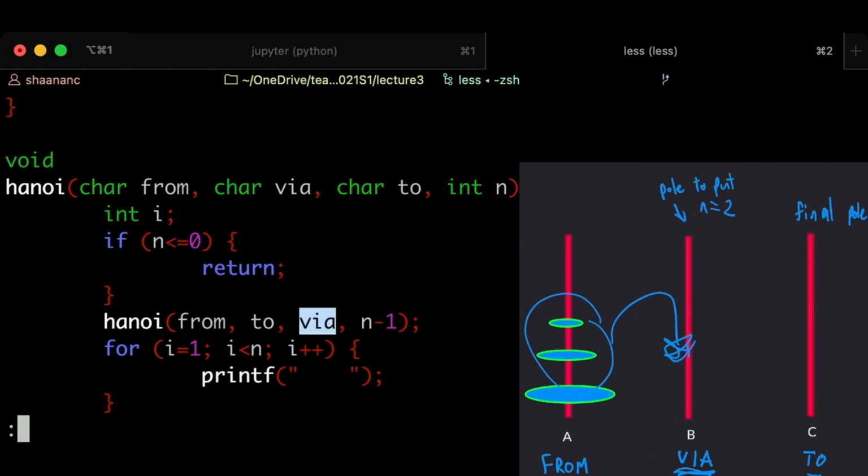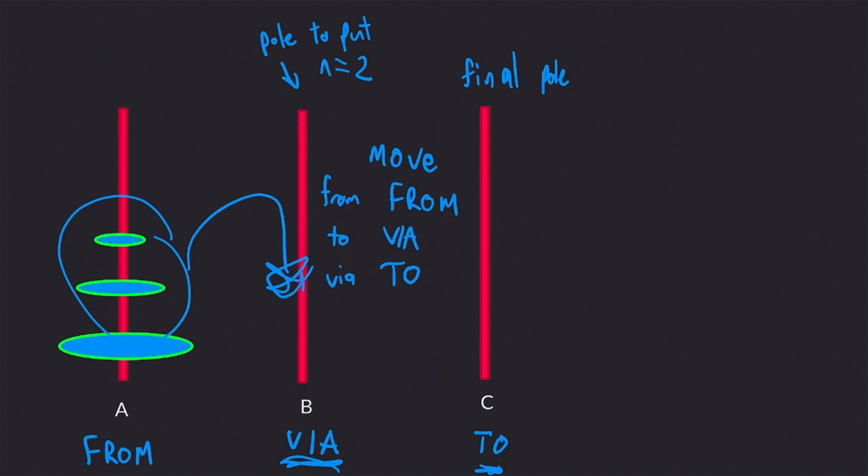So for solving the problem for 2, we're going to solve the problem by moving the disks from A to B. B is contained in the variable that says via. So we're moving from A to B via C. C is our spare pole, even though it's contained in the variable to. This is awfully confusing to say out loud, but it's going to be much easier when you actually sit down and try and draw this out.